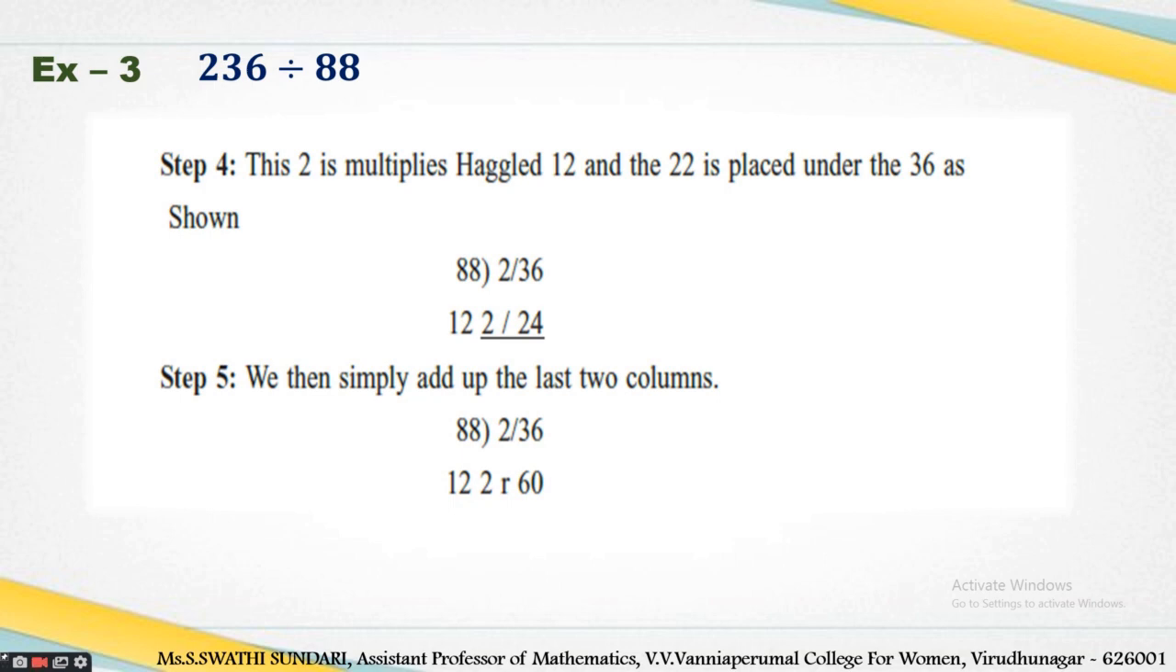So 12 times 2 gives 24, which is placed under the number 36. In step 5, we then simply add up the last two columns. So we get 122 as a quotient and the remainder is 60.